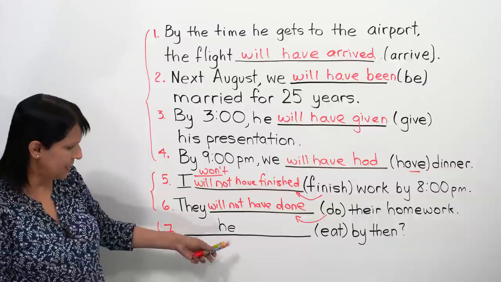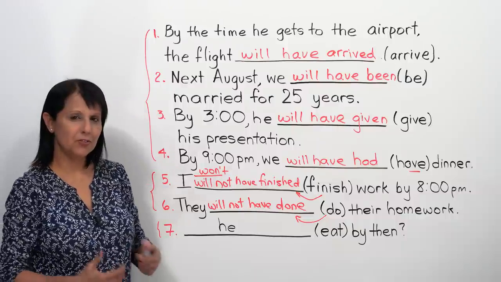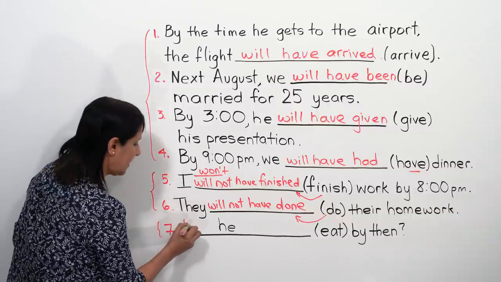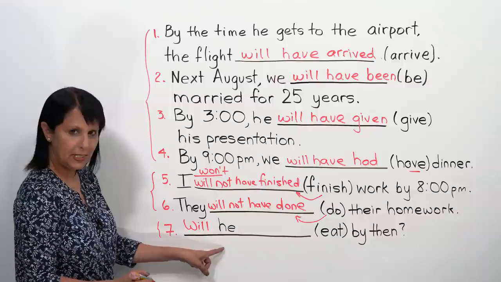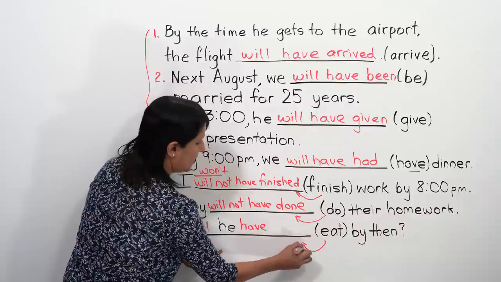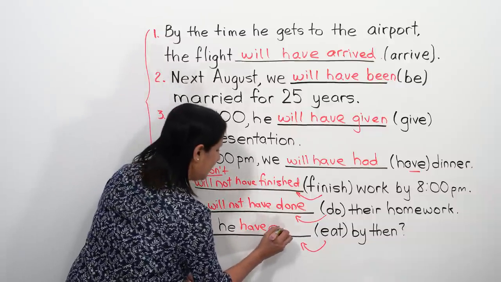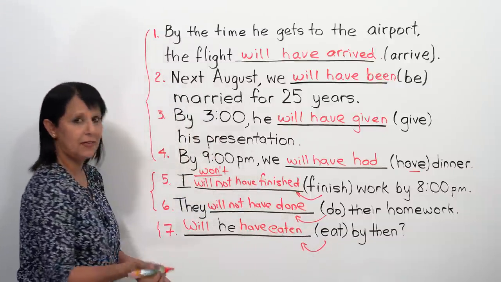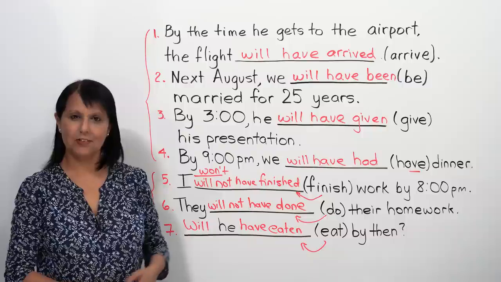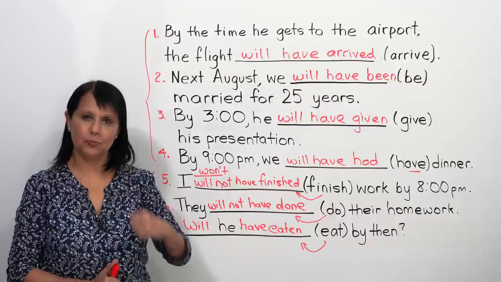So, blank he eat by then. How do we start the question? Which word first? The word will. Will he have? What's the form of the verb we need here? It's an irregular verb. Will he have eaten by then. Okay? All right. So how did you do on those? Did you feel good? You're getting the hang of it? You're getting used to it? That's the way. Practice is always the best way to perfect something.